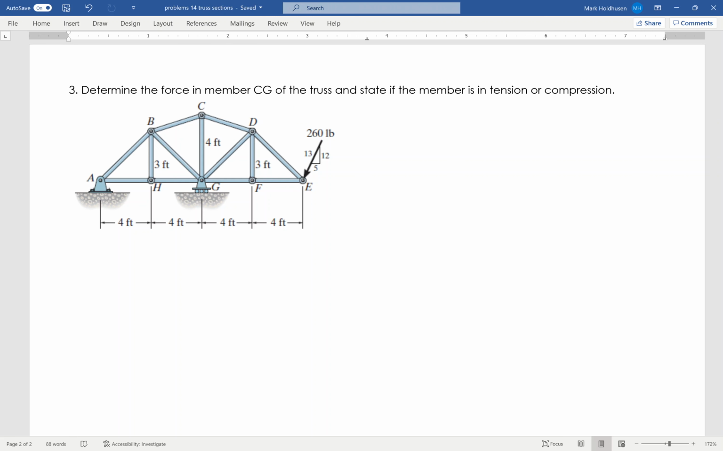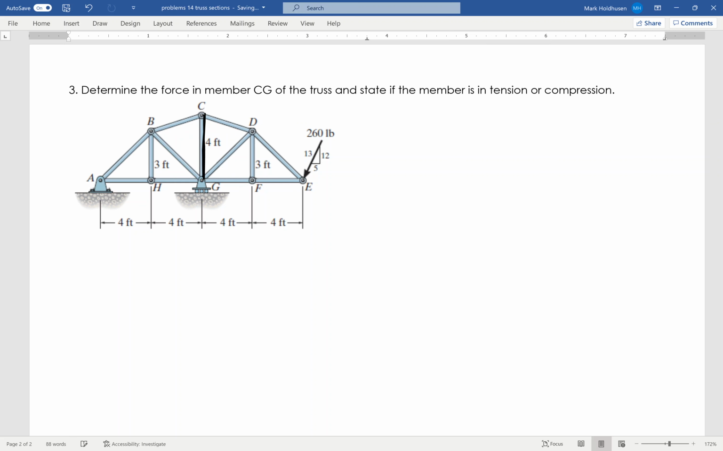Okay, so we're trying to find member CG. So we're looking at this middle guy right here, trying to find that one, okay? And again, when we're trying to find one, it's probably best just to do method of sections, but you'll see there's no way that I can cut through this and only cut through 3 members, right? If I make a cut here, that goes through 4 members.